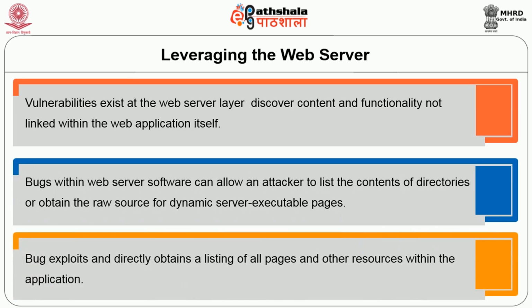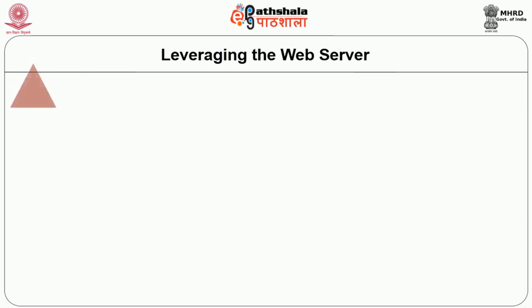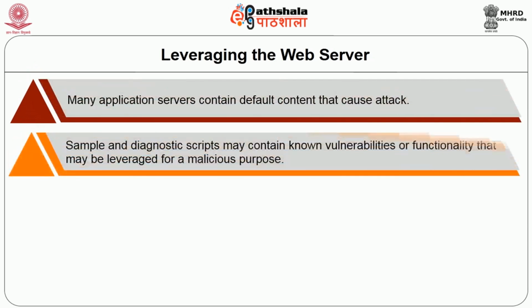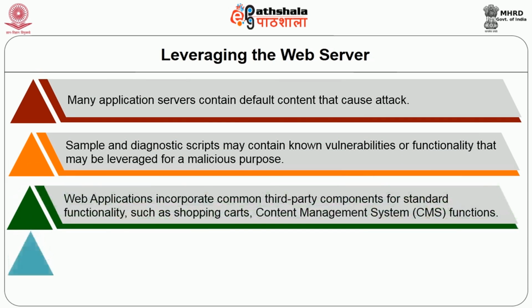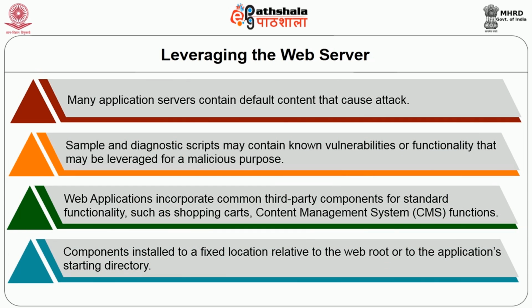If there is a bug that allows an attacker to list the contents of directories or obtain the raw source of dynamic server executable pages, then they may exploit it to directly obtain a listing of all pages and other resources within the application. Many application servers are shipped with default content, and they may help one to attack. For example, there are sample and diagnostic scripts.